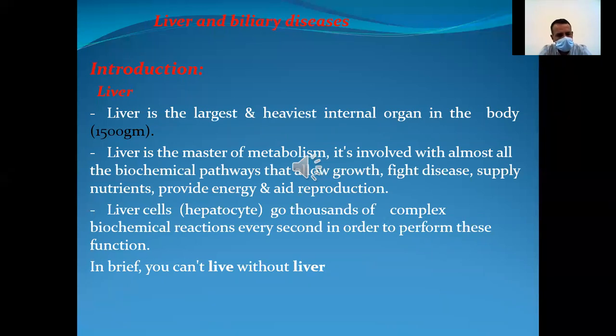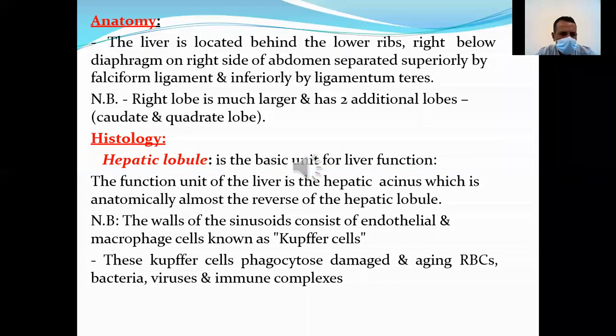In brief, you cannot live without the liver. So the liver is very important in our body because it is the ministry of most of the metabolism. The simple anatomy: the liver is located behind the lower ribs, right below the diaphragm and on the right side of the abdomen, separated superiorly by the falciform ligament and inferiorly by the ligamentum teres. The right lobe is much larger.